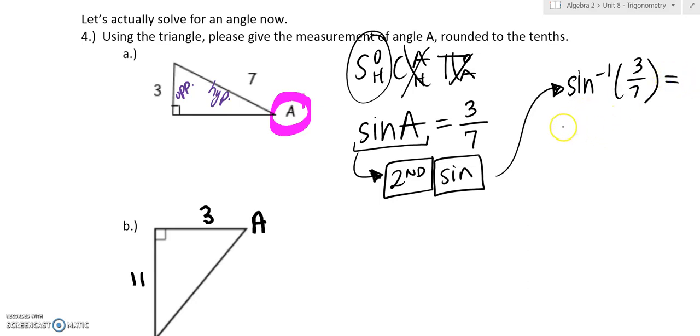And you're going to the 10th, so 1 decimal place, so I get 25.4 degrees. That would mean if I could fit that in here on my triangle, this little corner, that little angle is 25.4 degrees. That's what we just found.